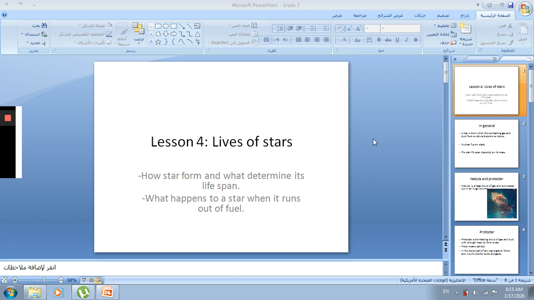This is lesson 4 from chapter 4, I'm sorry, lesson 4, Lives of Stars. In this lesson, we have two main goals. The first one is how a star forms and what determines its lifespan. Each student should know how to answer these questions. Goal number two is what happens to a star when it runs out of fuel.